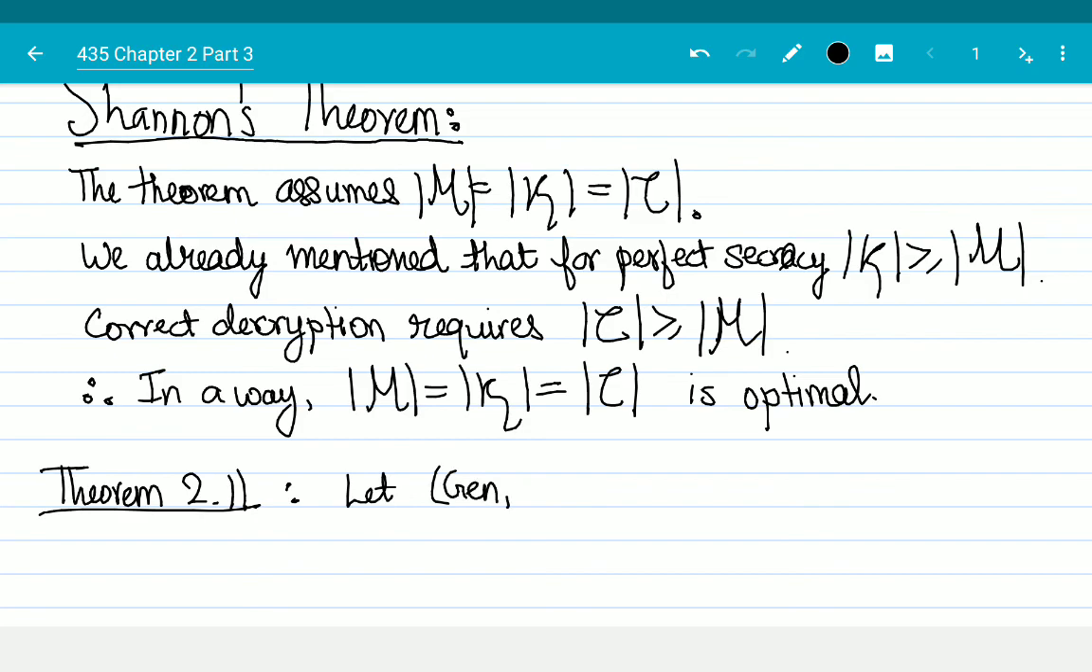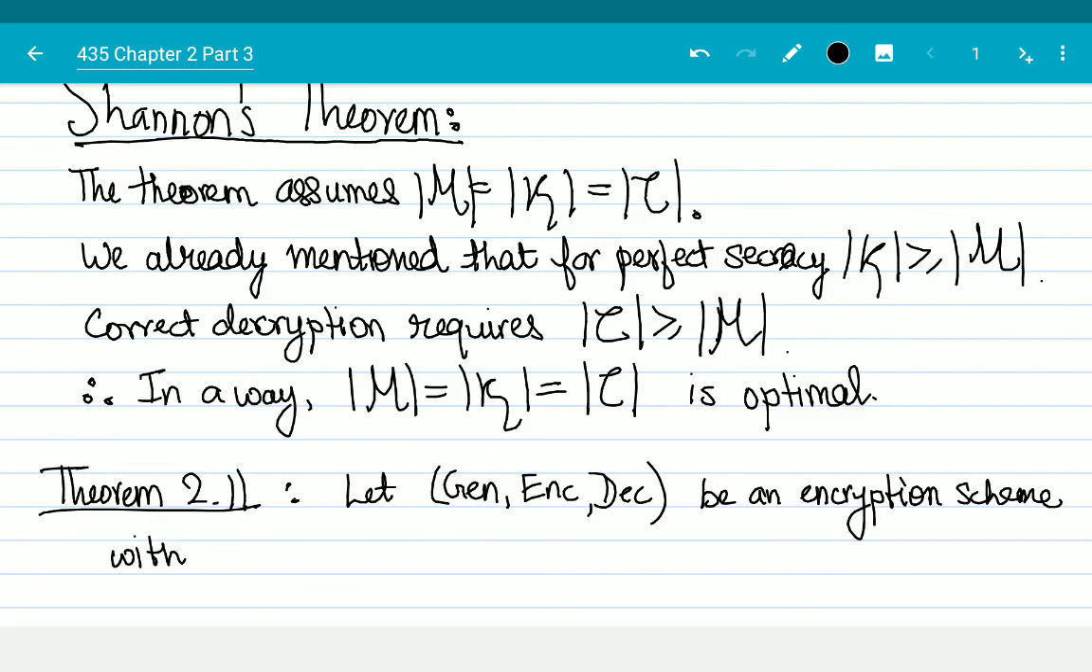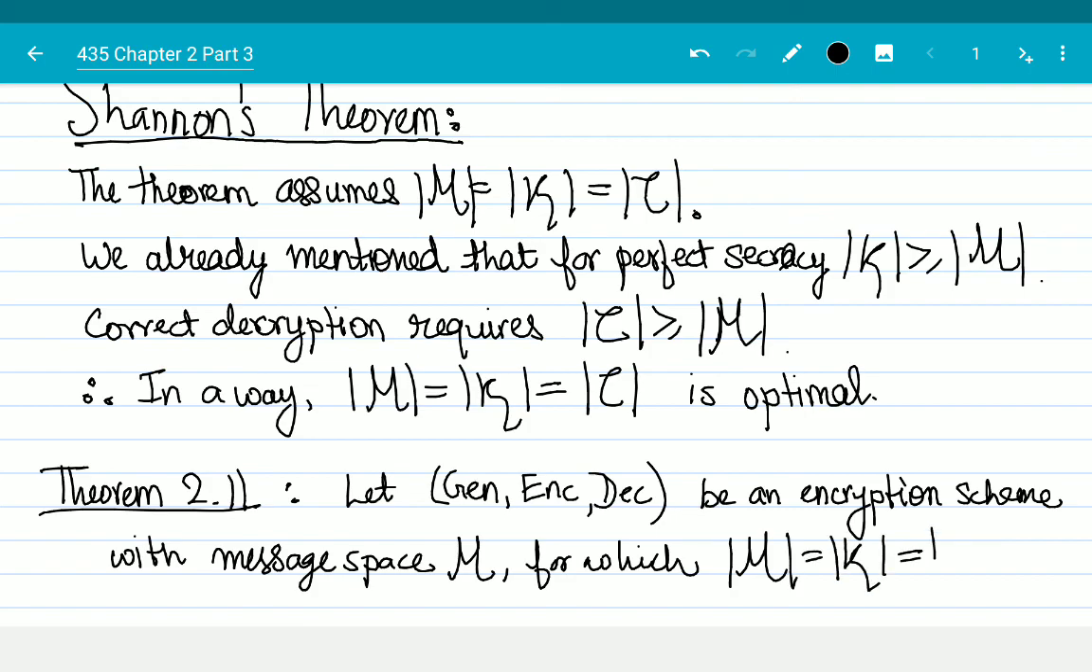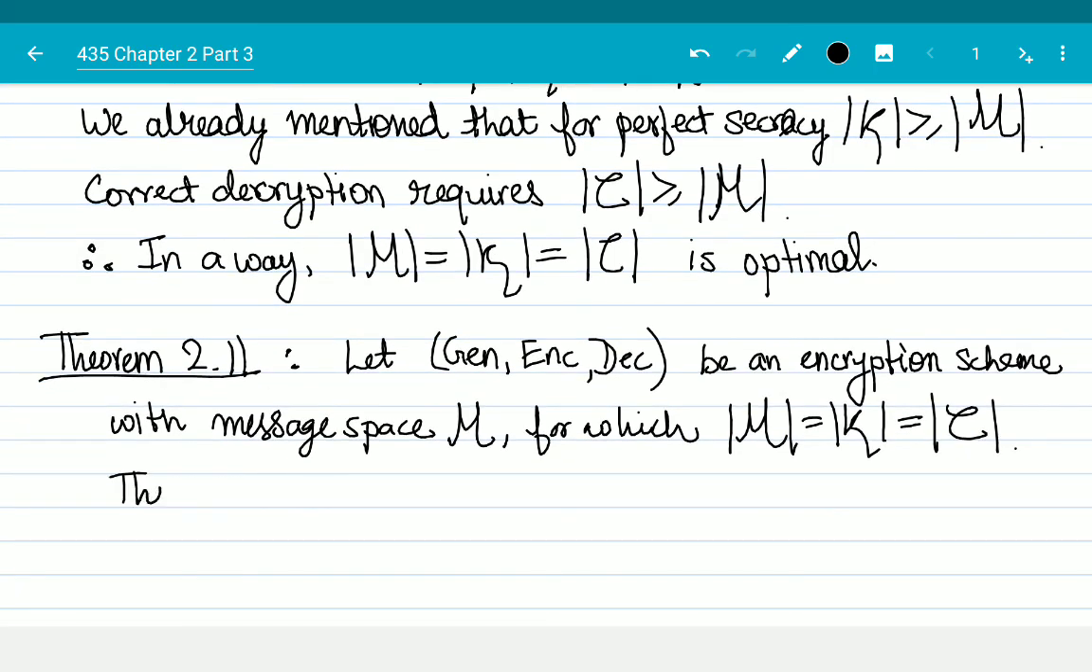Let generation, encryption, and decryption be an encryption scheme with message space M for which the size of M is equal to the size of K is equal to the size of C. Okay, then the scheme is perfectly secret if and only if the following holds.